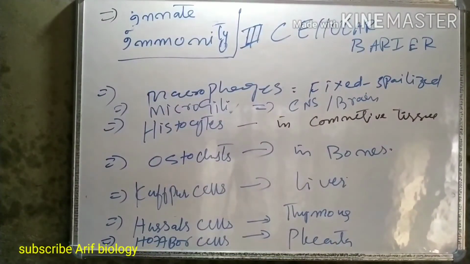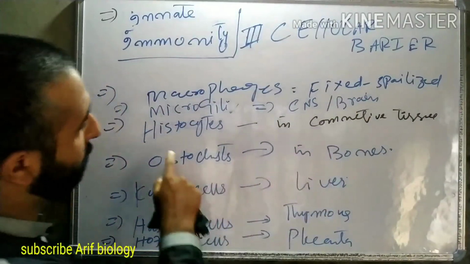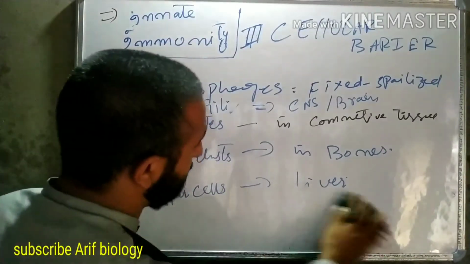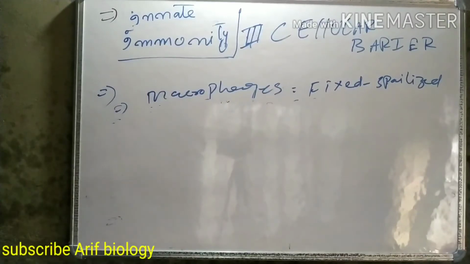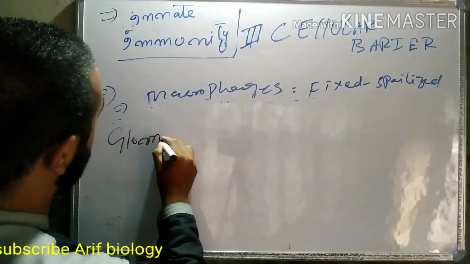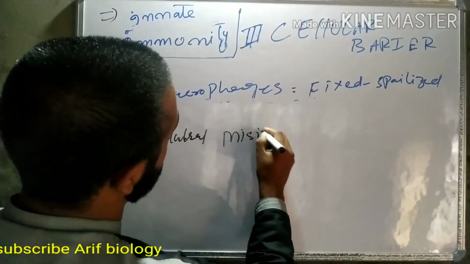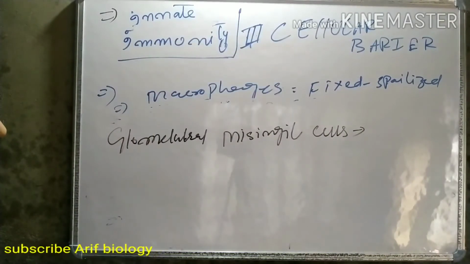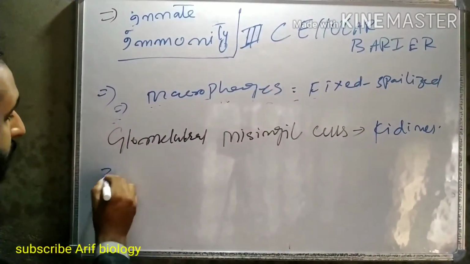We also have some other types of cells which we have written here; you should remember these. Fixed macrophages: microglia in CNS and brain, histiocytes in connective tissue, osteoclasts in bones, Kupffer cells in liver, Hassall cells in thymus, and Hofbauer cells in the placenta. We also have glomerular mesangial cells. These glomerular mesangial cells are present in the kidneys. We also have the dust cells.